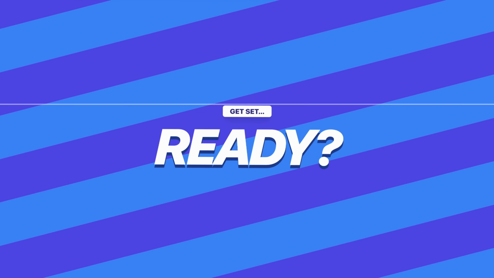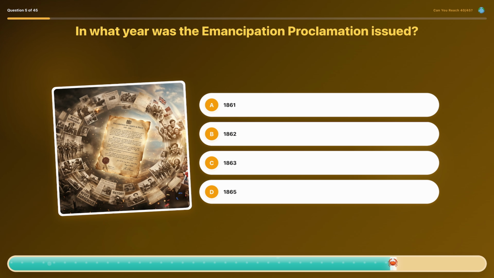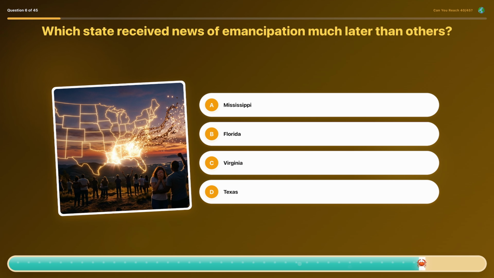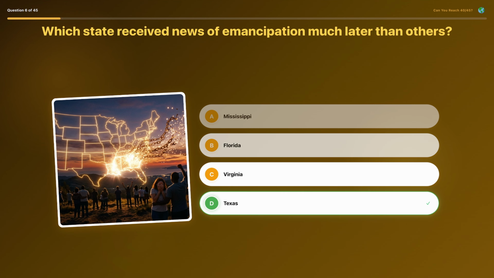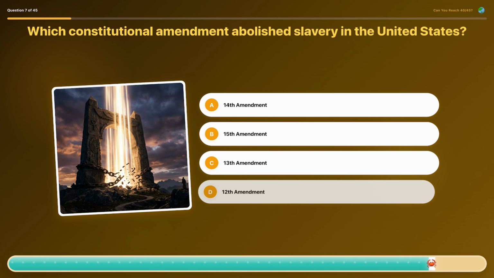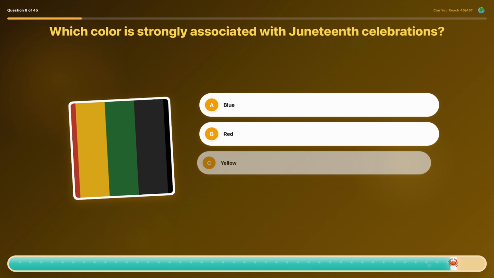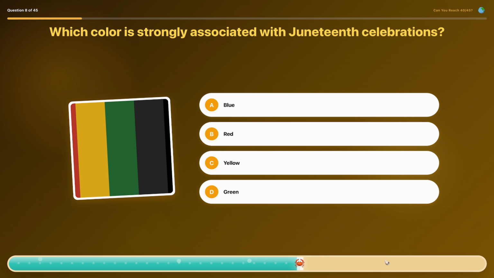Abraham Lincoln. In what year was the Emancipation Proclamation issued? 1863. Which state received news of emancipation much later than others? Texas. Which constitutional amendment abolished slavery in the United States? 13th Amendment. Which color is strongly associated with Juneteenth celebrations?